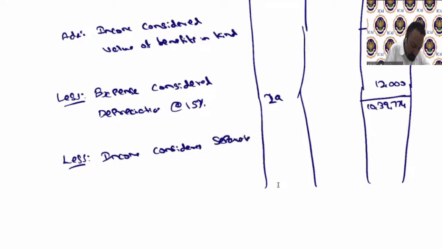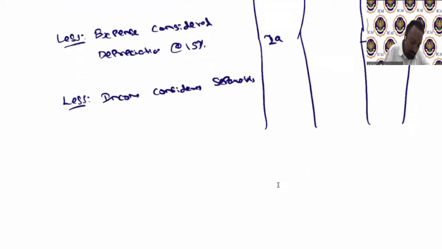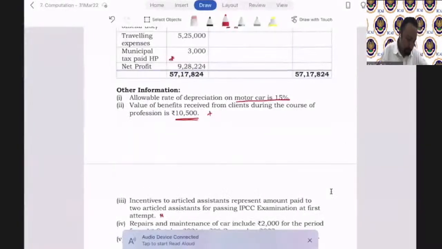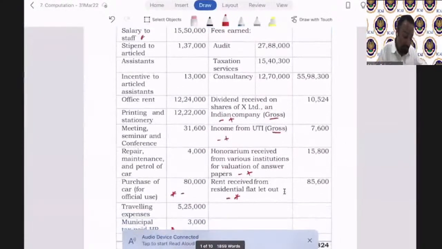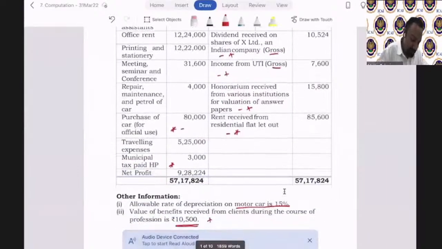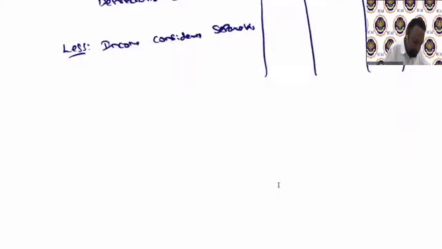Then less income considered separately. For that, we'll have to write what are all the incomes that you have. Now you come to the income part. So you take first dividend, income from UTI, interest, honorarium, and then you have rent income.